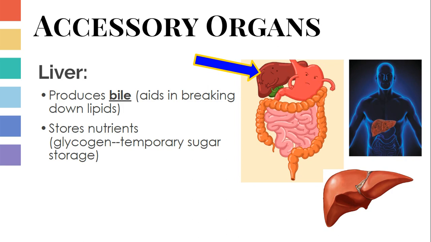Another function of the liver, kind of separate from the digestive pathway, is that it can store sugars. So we actually have stored sugar in our liver, and if we have low blood sugar levels, the liver gets a signal that tells our body to release some of that sugar into the bloodstream so that we can have some sugar if we have low blood sugar levels.